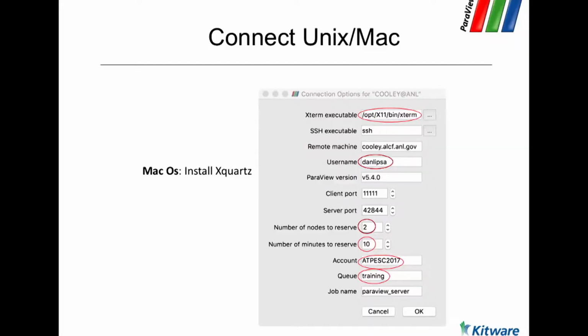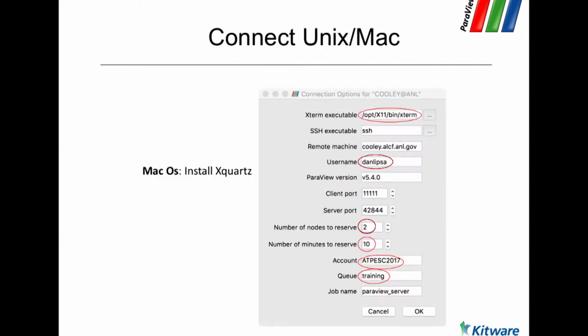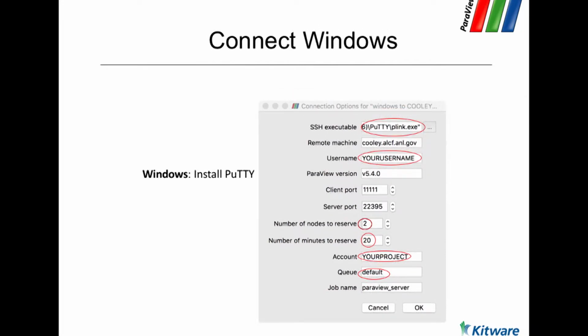So this is for Mac and for Unix. For Windows, you have to install PuTTY. For Mac, you have to install XQuartz. And these are the values for Windows. If you are on Windows, you can look there and make sure you change your username, account, and queue.